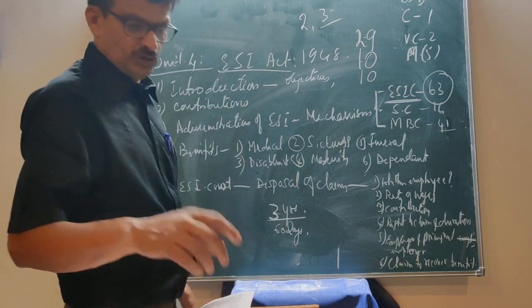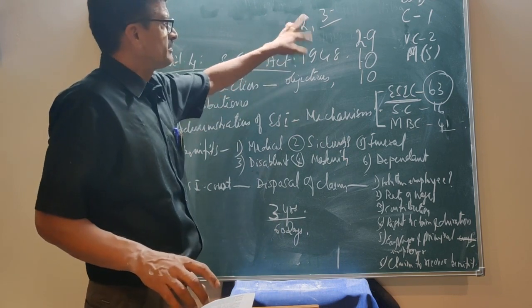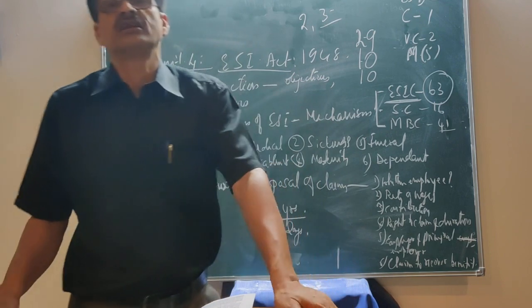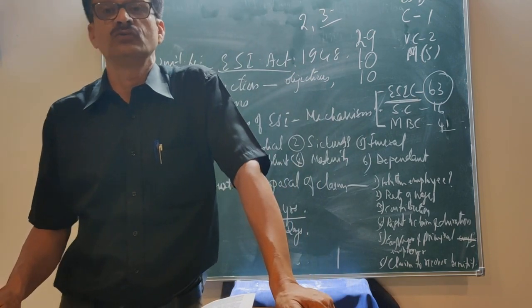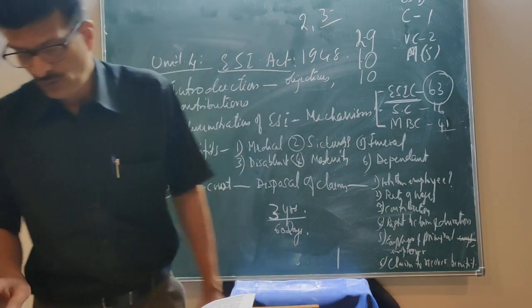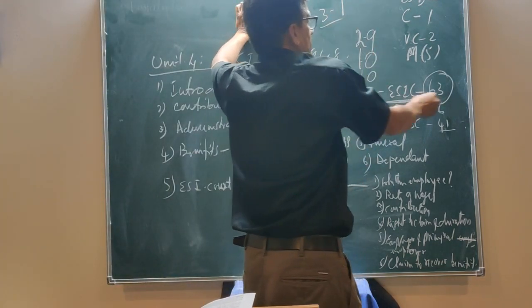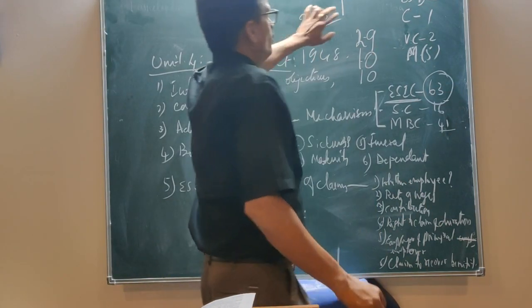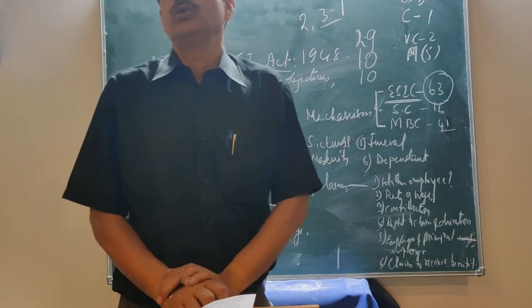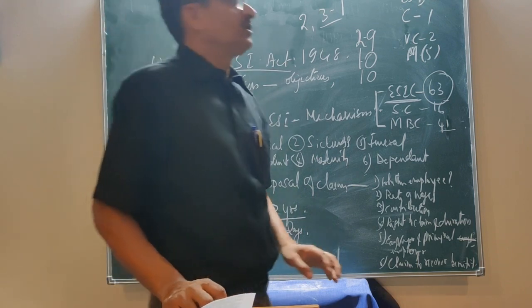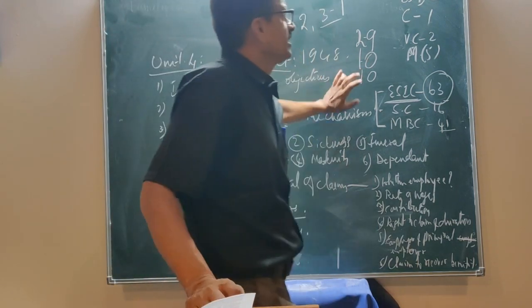So that way you will find 3 members representing the parliament, and lastly the Director General of ESI Corporation, who is an ex officio member. Now you count the total members. As I have written there, 63. Who is the last one? Ex officio member. He is called Director General of ESI Corporation.